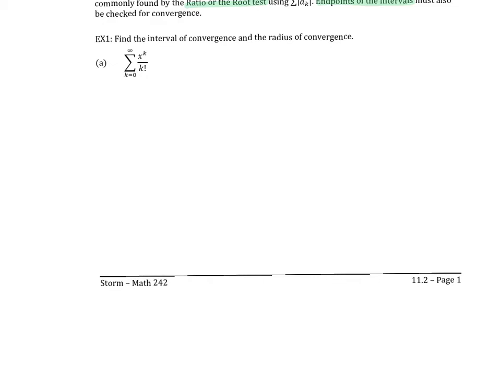So remember, the whole point is to find the interval of convergence, the x values that make this series, x to the k over k factorial, converge. Now typically we would use the ratio or the root test. Whenever I see a factorial, I think ratio.